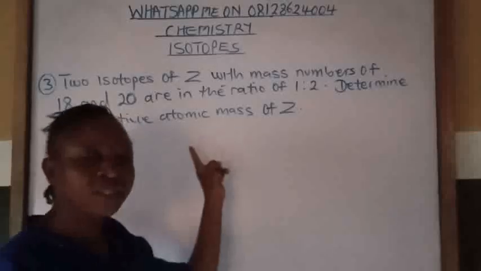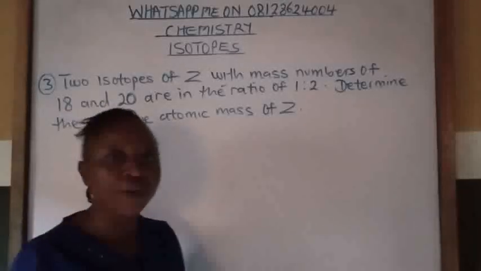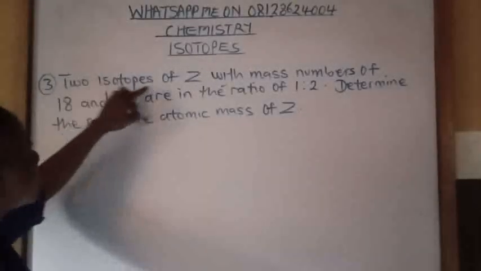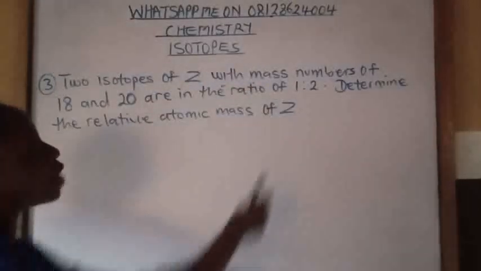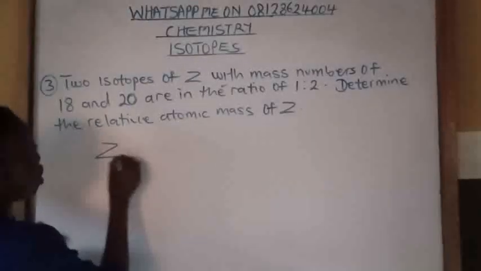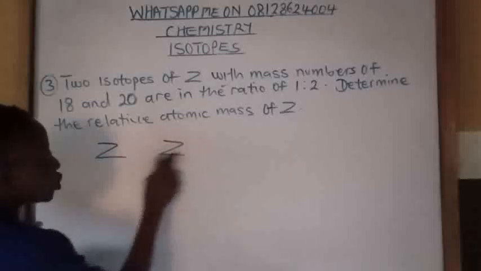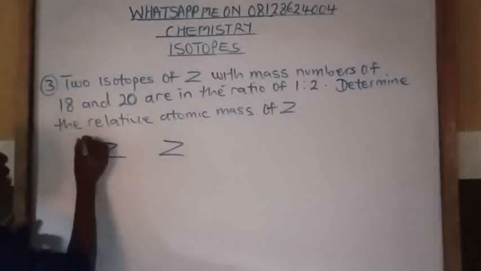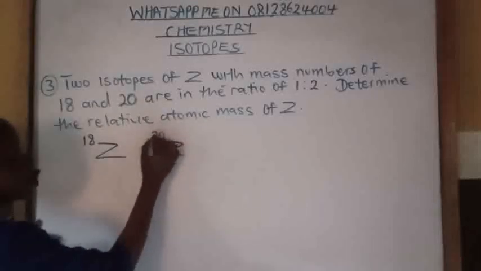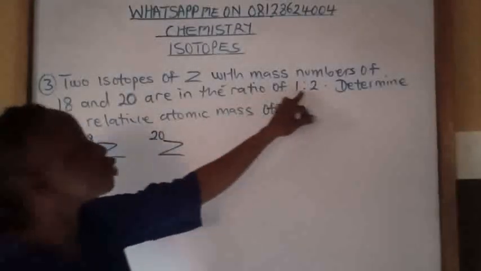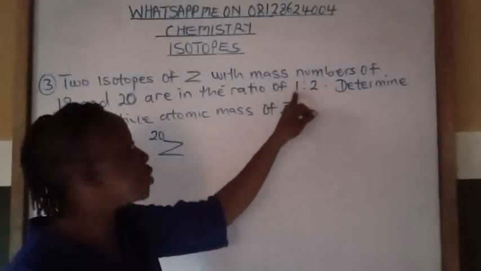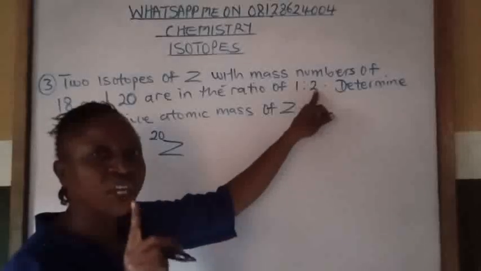So let's solve the third question on isotopes. This one is different from the two questions that we have solved. The question says that two isotopes of Z with mass numbers of 18 and 20, the first one with mass number of 18 and the second one with mass number of 20, are in the ratio 1 to 2. This ratio means the number of atoms. So when you say 1 plus 2, it will give you 3 atoms.